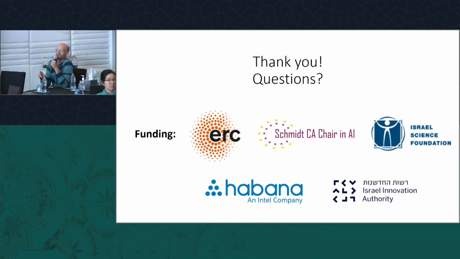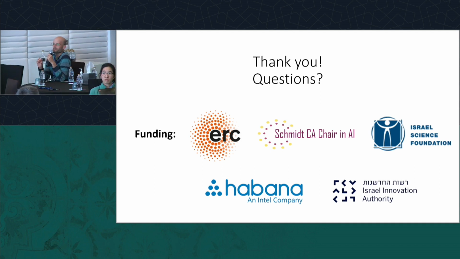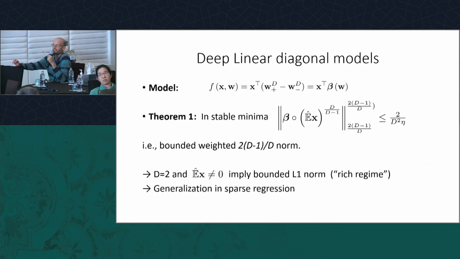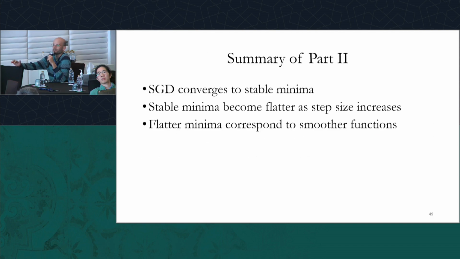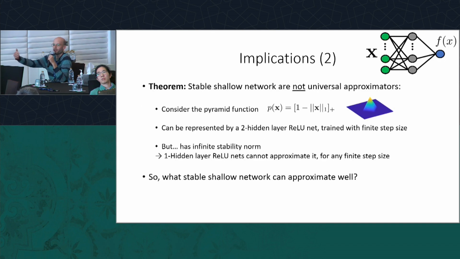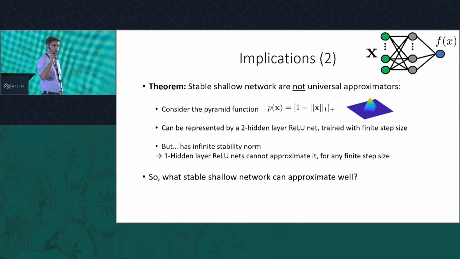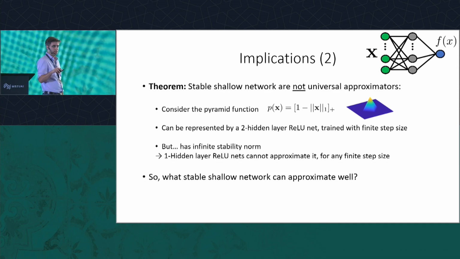Hi, a very nice talk. I have a small question regarding the slide with the pyramid function. Maybe you said it and I missed it, but is the result about the fact that you cannot approximate this pyramid function using a neural network trained with gradient descent with some step size, or is it actually that no one hidden layer neural network can express this function? No, just trained using a neural network with a finite step size, and in any finite steps you can. Okay, thanks.